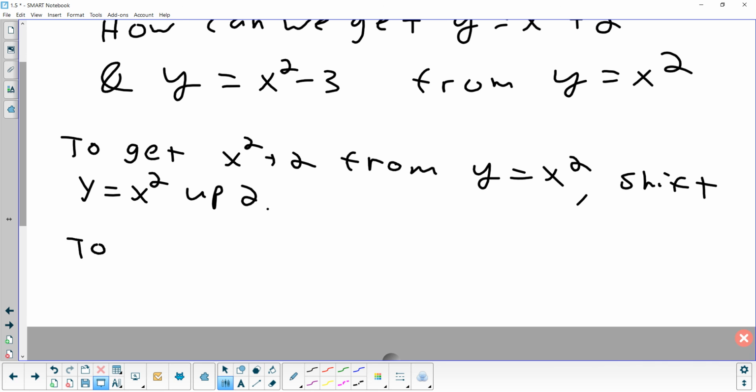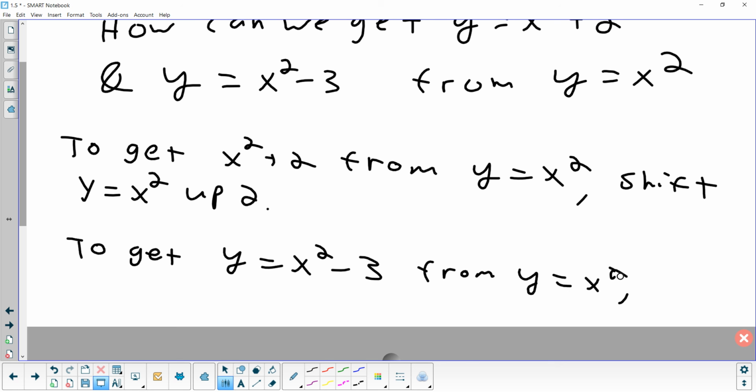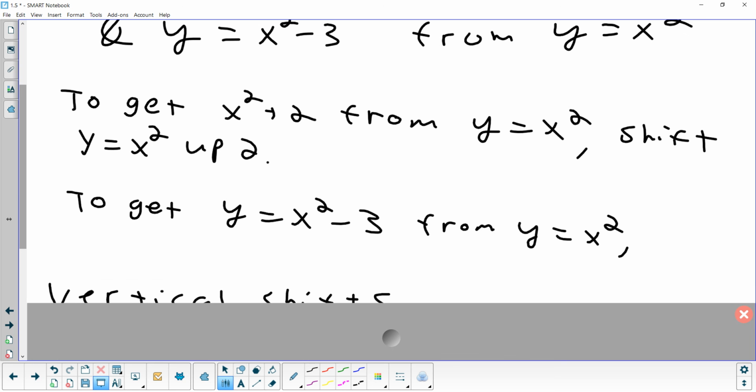All right, and then to get y equals x squared minus 3 from y equals x squared. What do you think you would do to get that one? How would you get x squared minus 3 from x squared? Yeah, Lindsay? Shift y equals x squared down 3. Yeah, shift y equals x squared down 3.